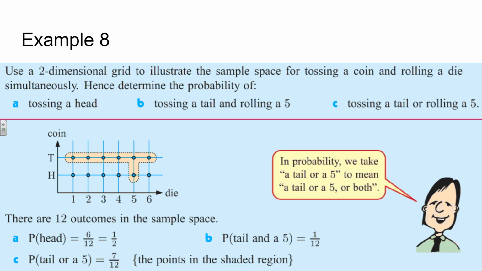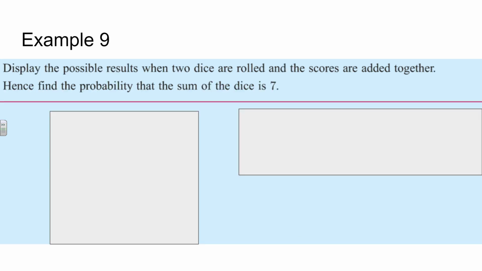Because in probability, we take a tail or a 5 to mean a tail or a 5 or both. And that's an important distinction to make sure you understand when you're finding or probabilities, as these are referred to.